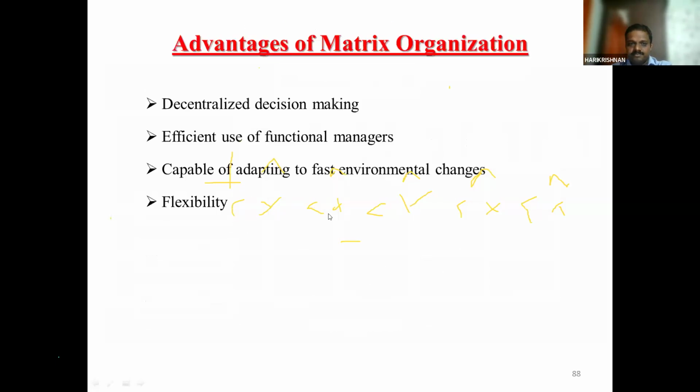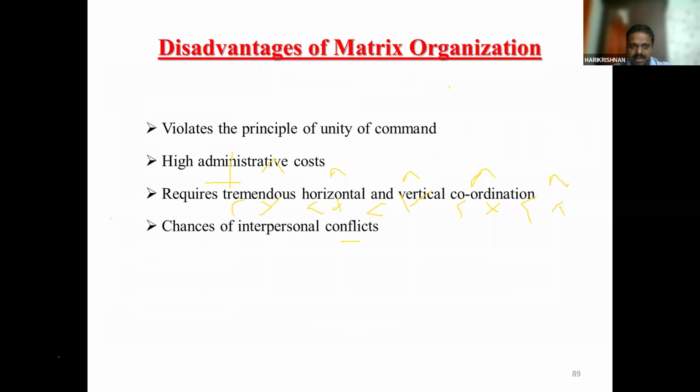Okay, so the advantages of matrix organization are decentralized decision making, efficient use of functional managers, and capability of adapting to fast environmental change, and flexibility. These are the advantages of matrix organization.